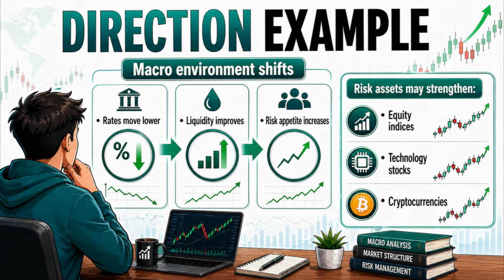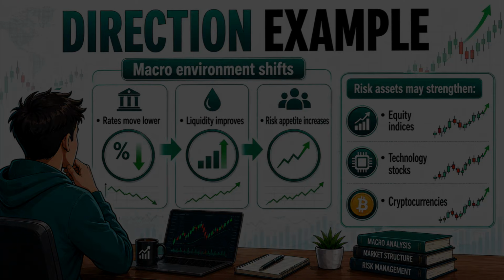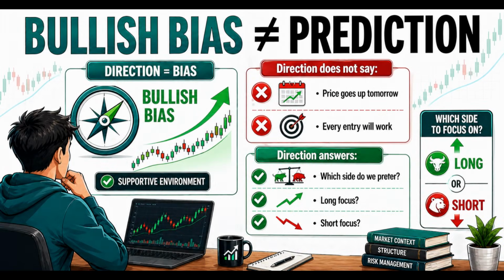Direction example. Let's look at a practical example of direction. Imagine we are analyzing the broader macro environment. Central banks around the world begin lowering interest rates. Liquidity conditions start improving. Risk appetite in financial markets begins increasing. Historically, expanding liquidity has often been associated with stronger performance in certain risk assets. These may include markets such as equity indices, technology stocks, or cryptocurrencies. In this type of environment, a trader might develop a bullish directional bias toward these markets.